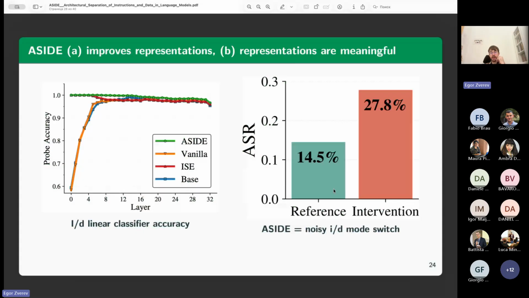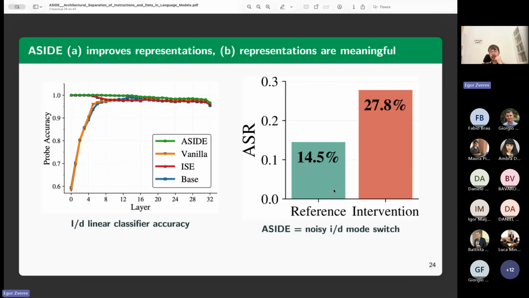On the left here, we see a graph where for every layer of the model, we report the accuracy of the respective classifier. For ASIDE, we see that the accuracy starts at 100%, and around layer 13 or so, it drops to maybe 98% and basically stays there. So almost at every layer of the model, ASIDE has almost perfect capacity to distinguish linearly between this is instruction and this is data.